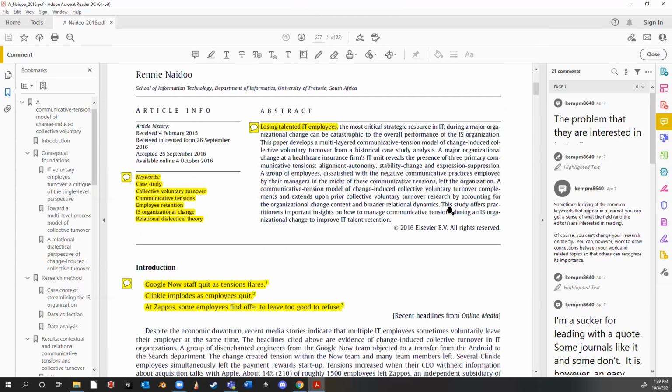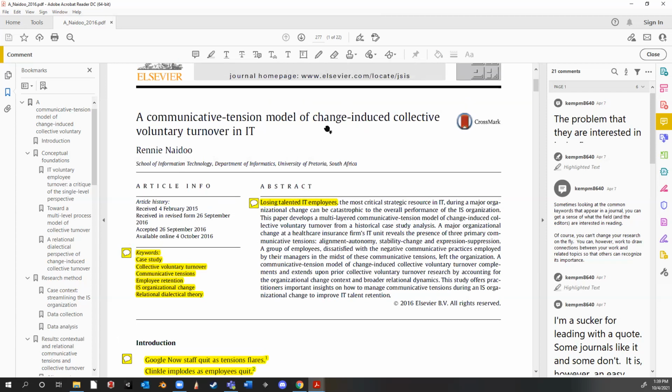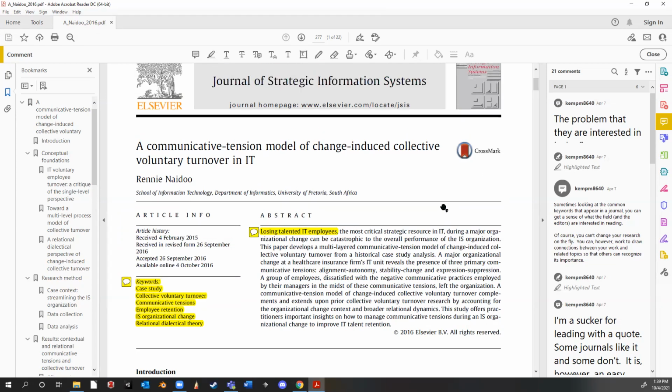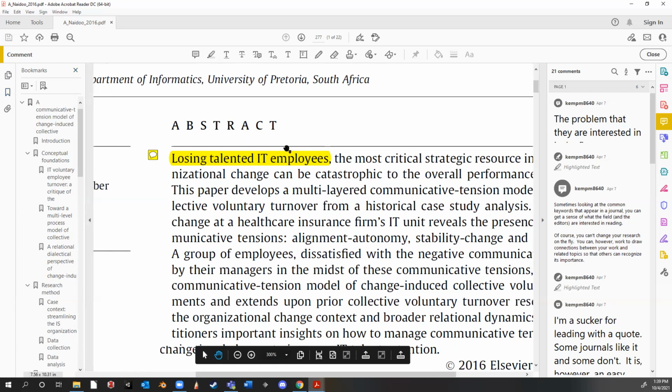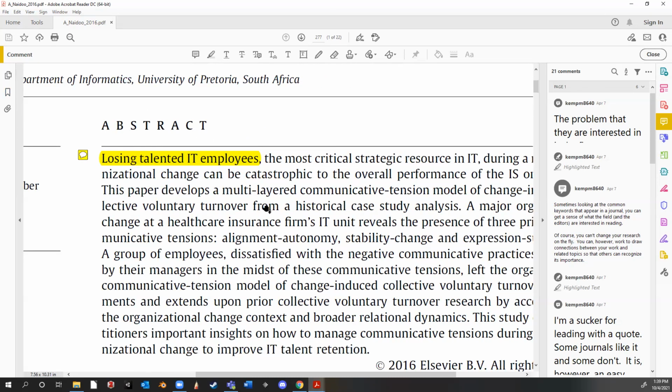So let's look at this Naidu article, right? It's something about change-induced collective voluntary turnover in IT. I'm very happy I'm not in this field because I don't know what that means. But it actually helps that at the very beginning, in the abstract, you see that they're talking about losing talented IT employees, right? So this is a problem that they're identifying at the get-go. The more that you can identify how your work fits in to contribute to an understanding of some specific problem in your field, that's really good.